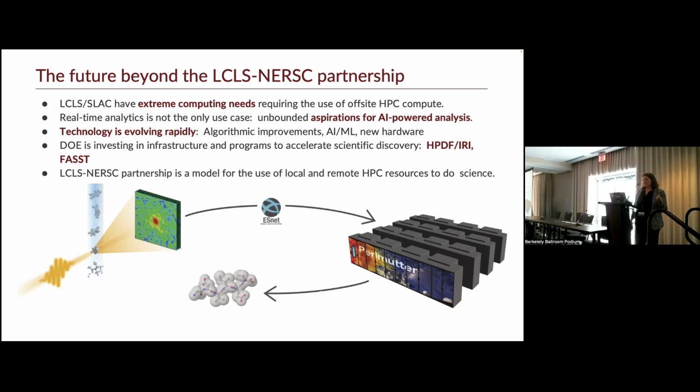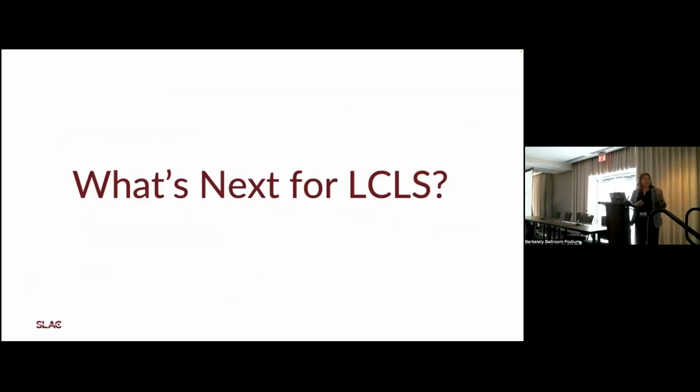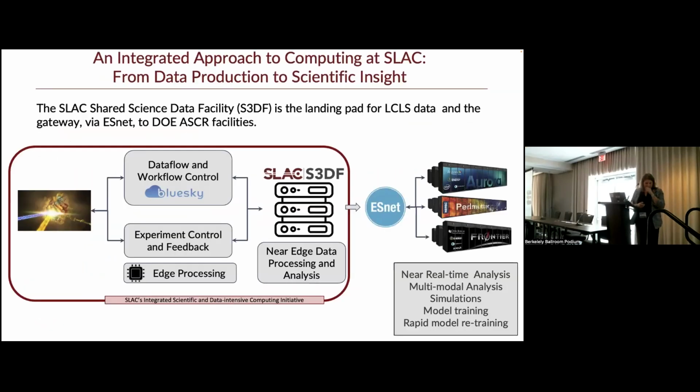So good news is that right now, DOE is investing in infrastructure and programs to accelerate that scientific discovery. So there's HPDF on IRI, and there's FAST on the horizon. And I view the LCLS NERSC partnership as a model for how you can use local and remote HPC resources to do science, to accelerate science. So what's next for LCLS? What are some of the workflows and things that we're working on?